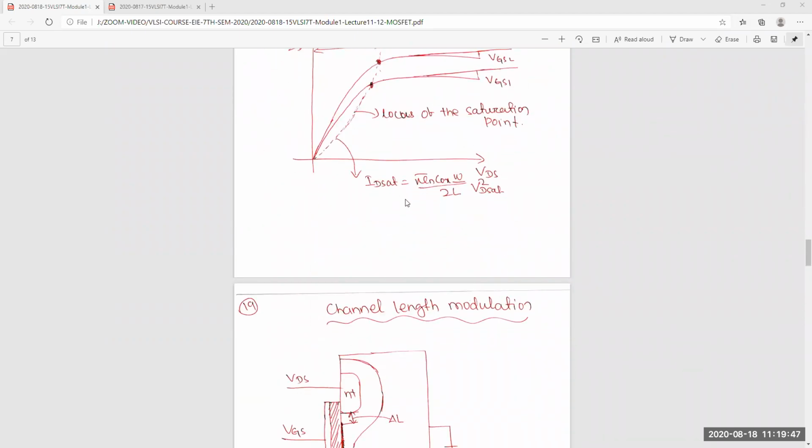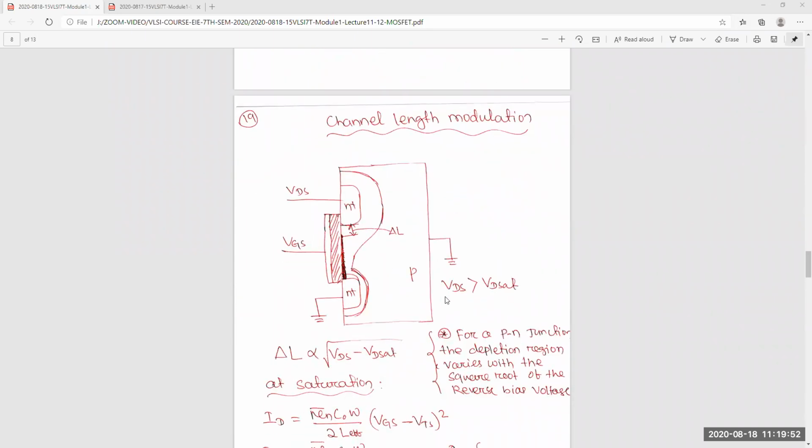Okay, so now we'll start channel length modulation. Already in the qualitative analysis, we said what channel length modulation is. You know the base width modulation of a BJT. Everyone, I think, knows base width modulation.